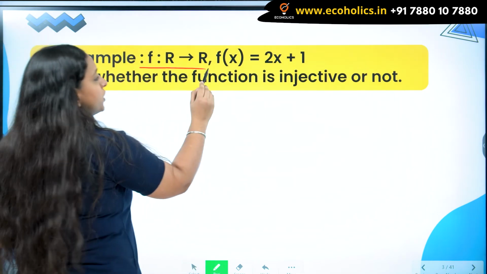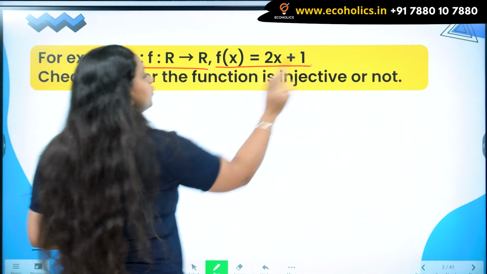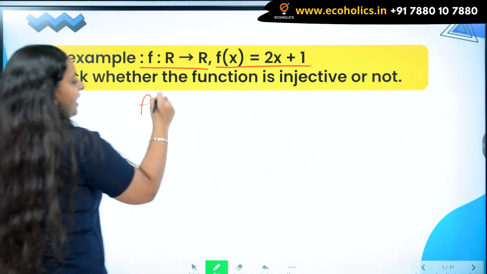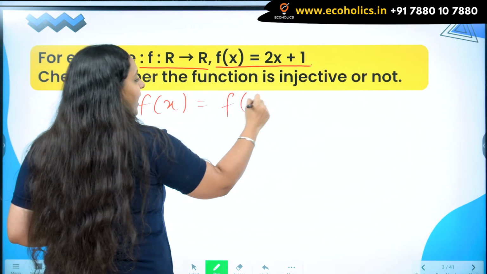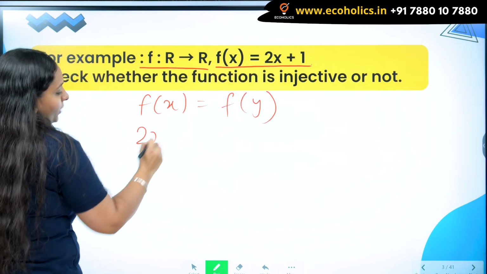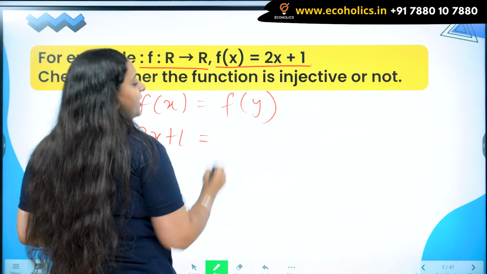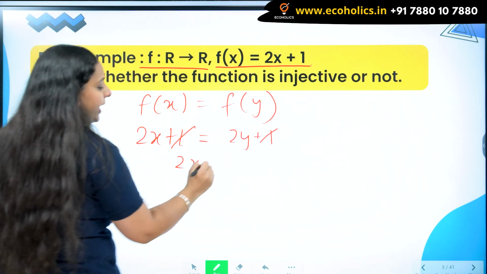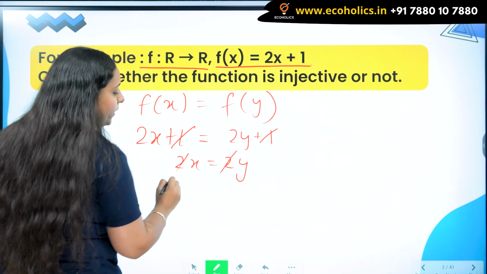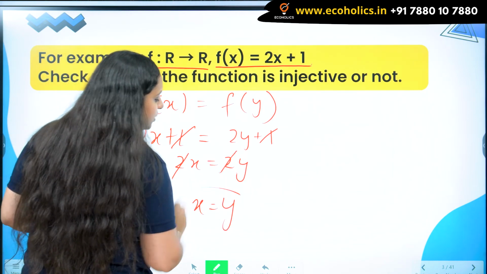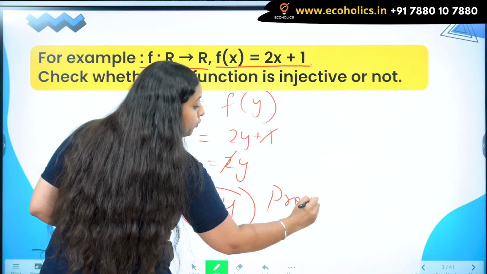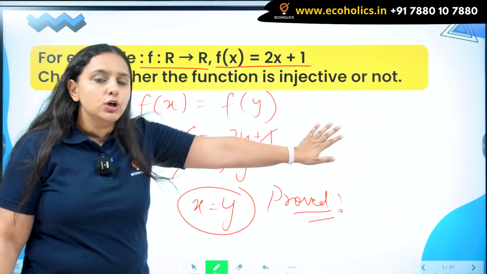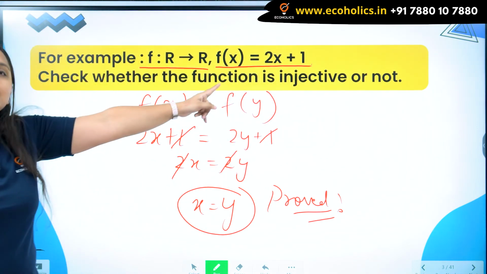We are given a function f from R to R, f(x) = 2x + 1. We have to tell whether this function is injective or not. Let's start with f(x) = f(y). In place of x, if I put x, I get 2x + 1. In place of x, let me put y, so I get 2y + 1. The 1 and 1 cancel out each other and I'm left with 2x = 2y. The 2 and 2 also cancel out each other, and x = y is proved. So I have proved that only if x is equal to y can their values be the same. It means the given function is injective.